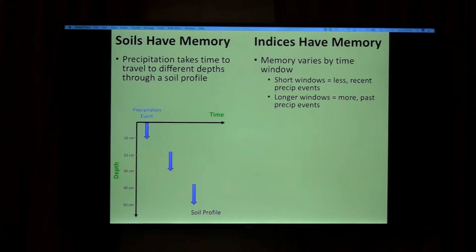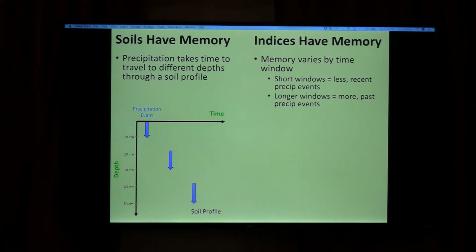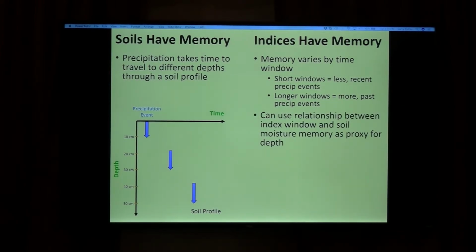The other principle here is that these drought indices, specifically standardized drought indices, also have memory, and their memory is associated with these time windows. If we're using shorter windows, you're going to be capturing more recent precip events, and using longer time windows, you're going to be capturing more distant past precip events. And we can utilize this relationship between the memory that's inherently built into soils and time windows that are built into these drought indices as a proxy for depths in soils.